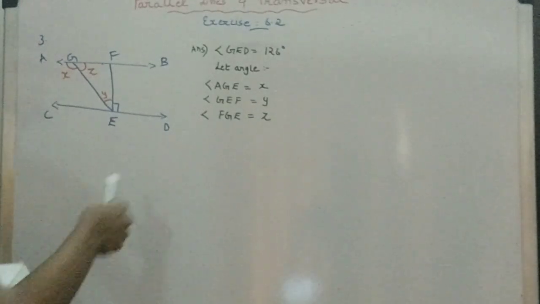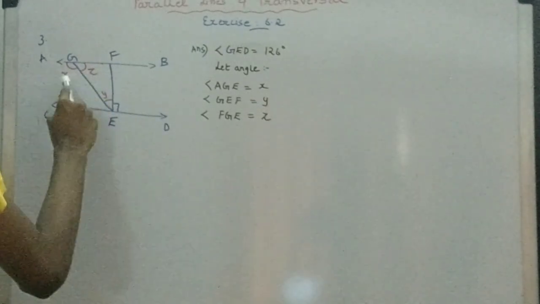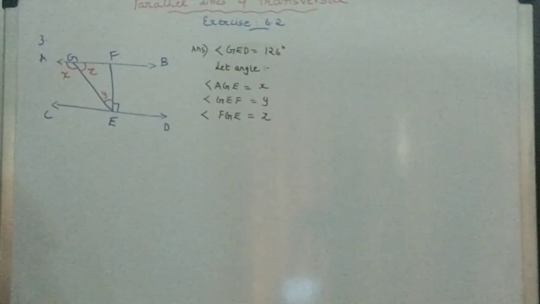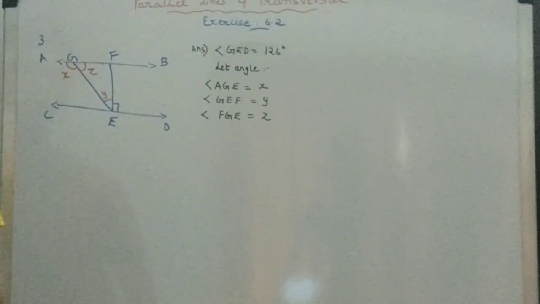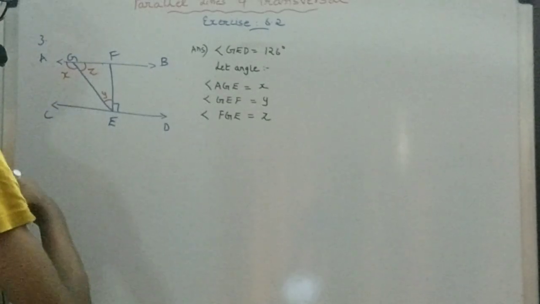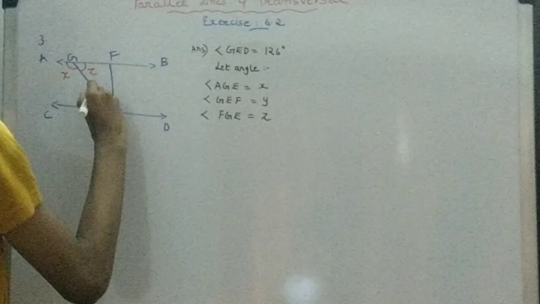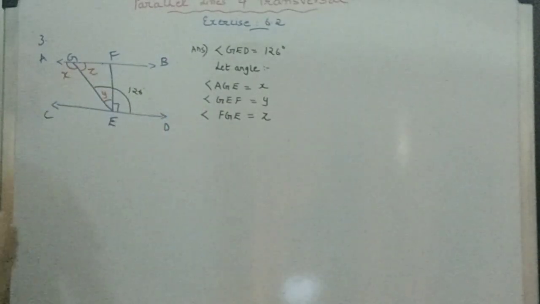Now for simplicity I have taken angle AGE, this is angle AGE, as x and GEF as y and angle FGE as z. So we need to find the value of these angles. Let's find the value of angle y. Now in the question it is given that angle GED, that is this full angle, is equal to 126 degrees.